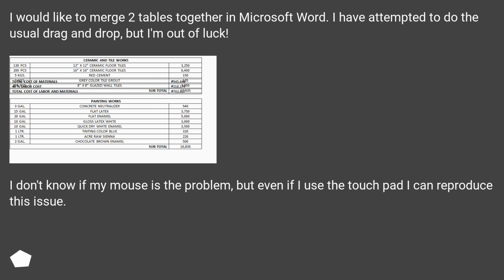I would like to merge two tables together in Microsoft Word. I have attempted to do the usual drag and drop, but I'm out of luck. I don't know if my mouse is the problem, but even if I use the touchpad I can reproduce this issue.